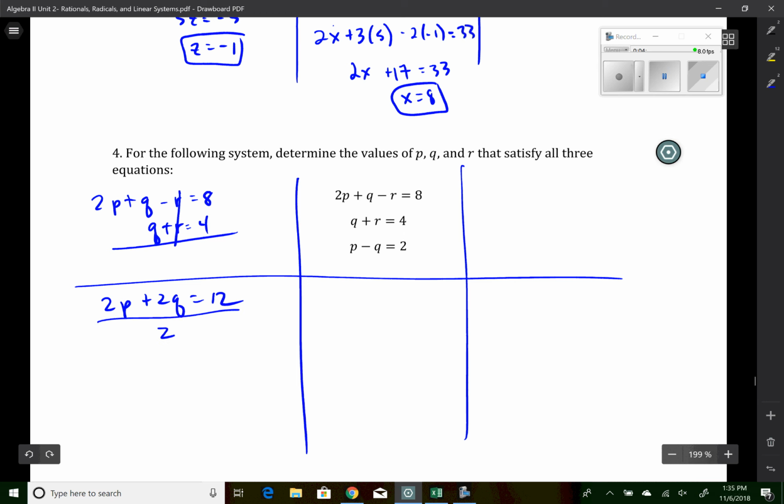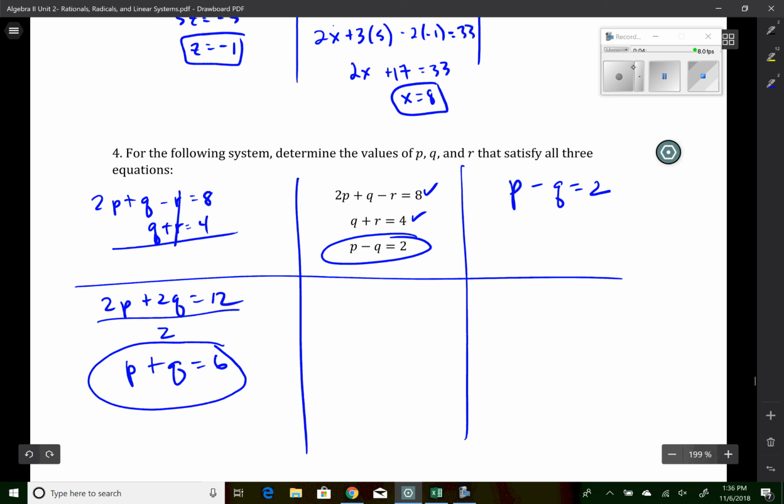All of those could be divided by 2, so I have p plus q equals 6. So I've used the first equation and the second equation. I've yet to use this one. So if I do p minus q equals 2, well, I could either add it to one of the 2 equations we've already used, or if I'm really smart, I can add it to this one. Why? Because the q's cancel.